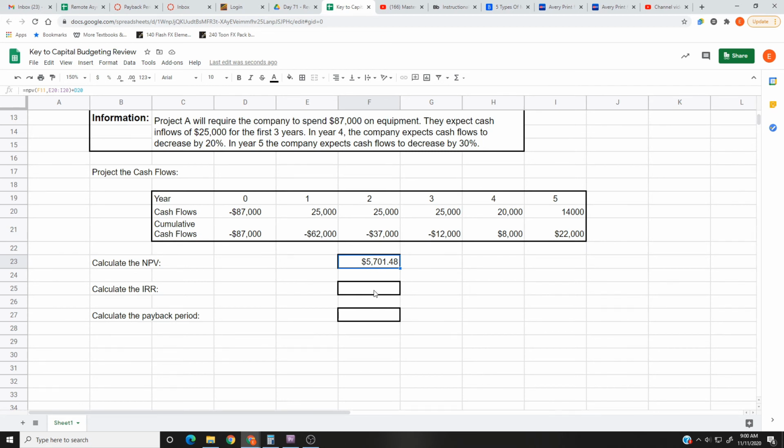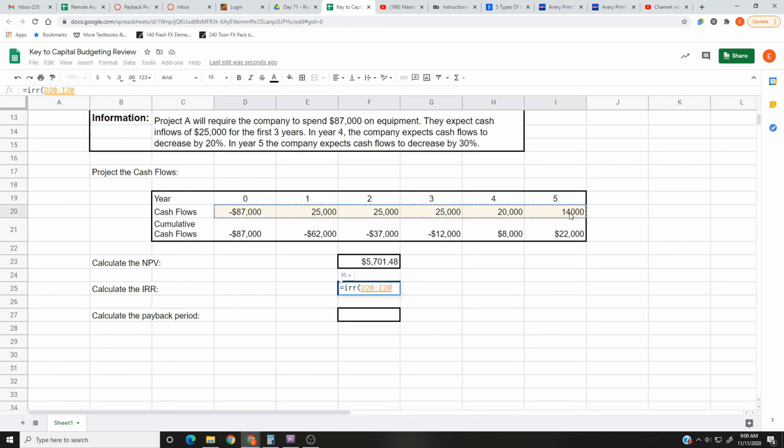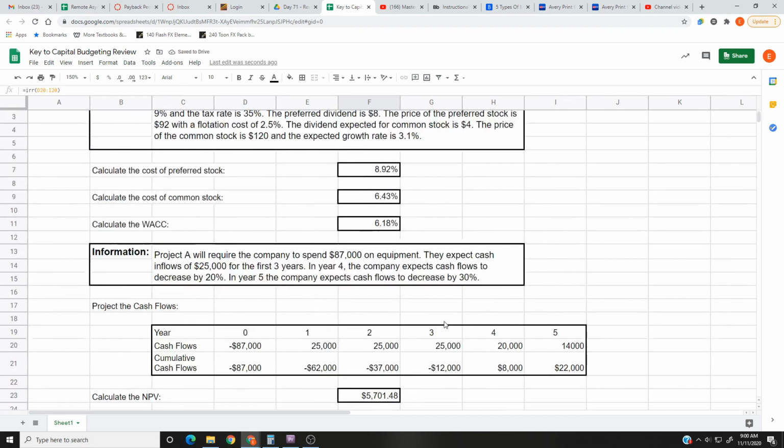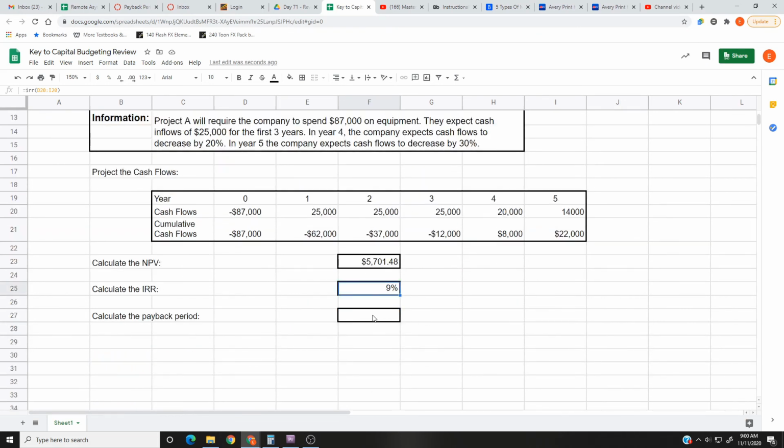Okay, this next one's real easy. The internal rate of return, you press equals IRR parentheses, and then you highlight the entire row. End parentheses, boom. Remember, in order for a project to be worth it, this number has to be higher than this number. The internal rate of return has to be higher than the WACC, which it is. So that's good. We're making money.